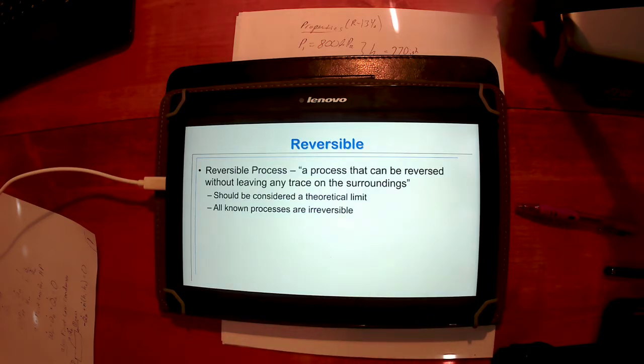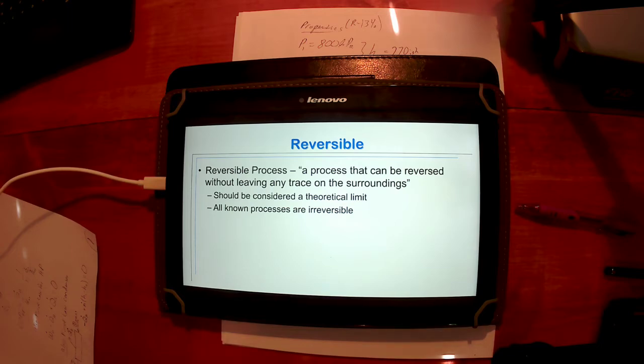Now, there is a limit. There's a point where we can get just right to just shy of being a perpetual motion machine. We call that a reversible process. A reversible process, again, direct quote from your text, is a process that can be reversed without leaving any trace on the surroundings.